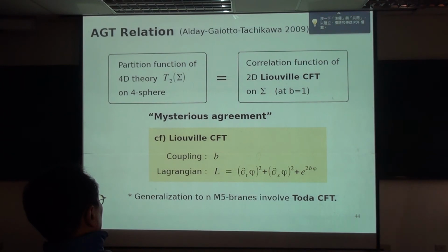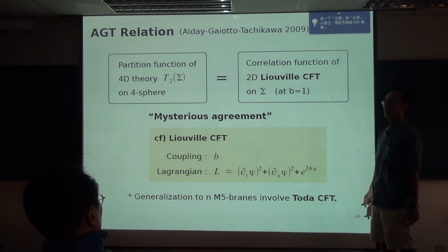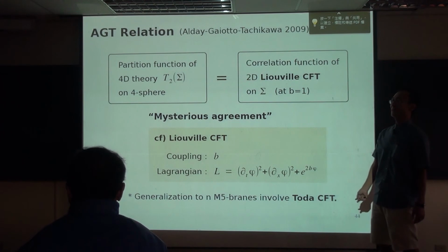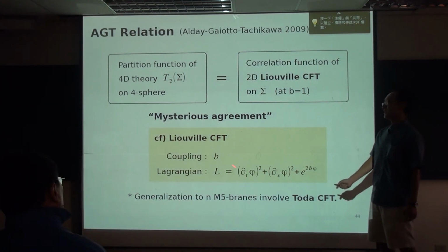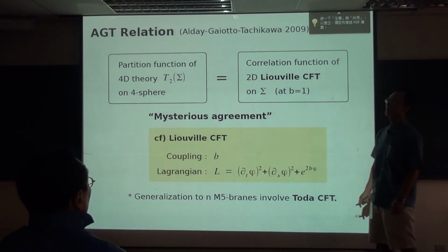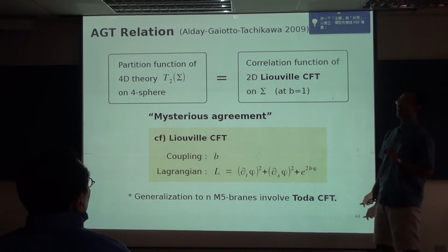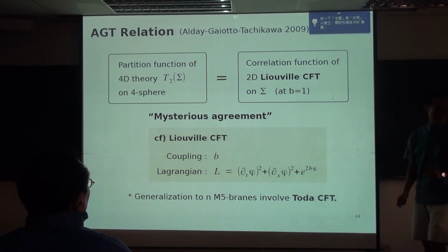So the coupling b, will it run? Is it a running coupling? Coupling b doesn't run. So coupling b characterizes the conformal field theory. For example, this b enters into the formula for the central charge. If you are given b, you can compute the central charge.